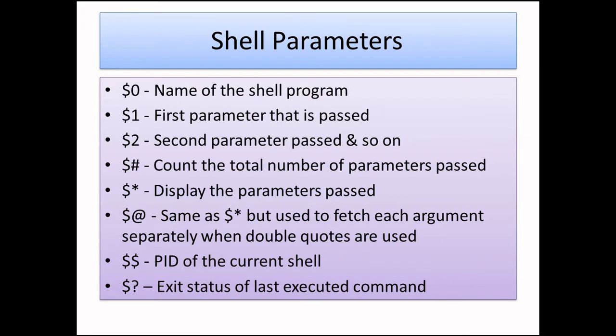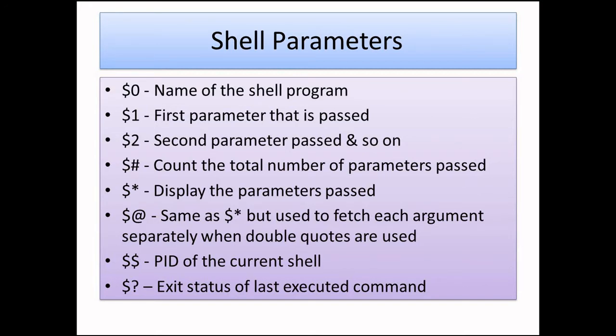First one is $0. If you specify $0, it will tell you the name of the shell program. $1 will represent the first parameter that is passed. $2 will represent the second parameter. Likewise, you can go up to $9. So a total of 9 variables can be passed to the program.